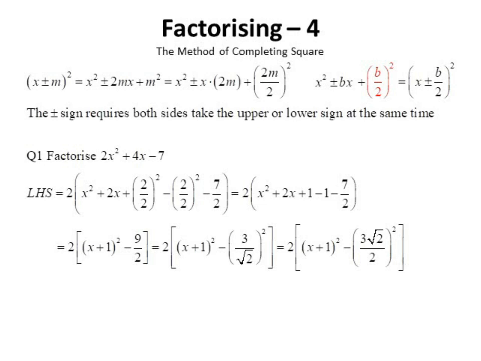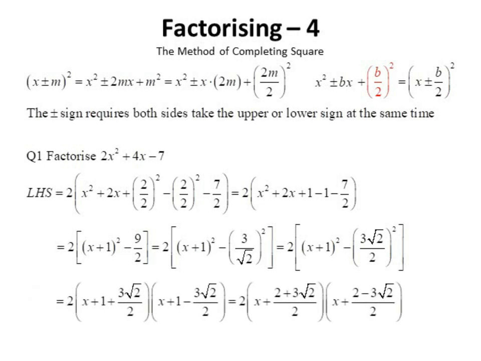After completing the square, we have 2 times the square bracket of (x plus 1) squared minus 9 over 2. Since 9 over 2 equals (3 over square root 2) squared, we have a difference of squares remaining in the square bracket. Then we proceed with the formula of the difference of 2 squares, and finally we get the factorization done.